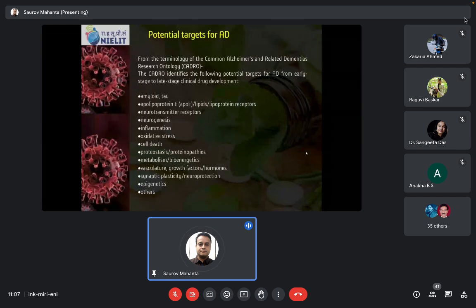From all these studies, peer researchers, using the terminology of common Alzheimer's and related ontology research, have identified some potential protein targets for Alzheimer's disease at early and late stage clinical drug development. Amyloid is one, tau protein is another, apolipoprotein E (ApoE), lipoprotein receptors, and neurotransmitter receptors. There are hundreds of potential targets already identified by peer researchers. We don't have to work on this; we just have to do a strategic literature review.